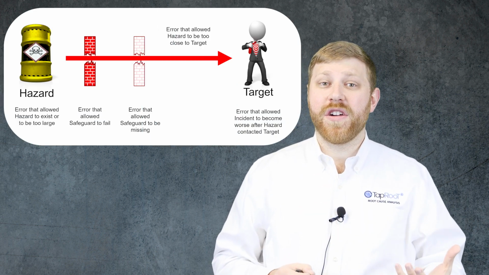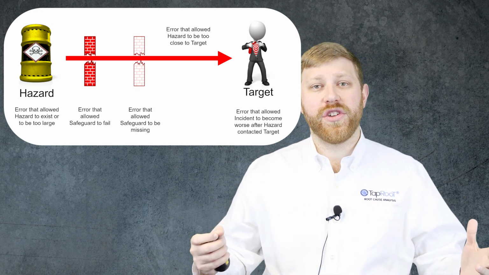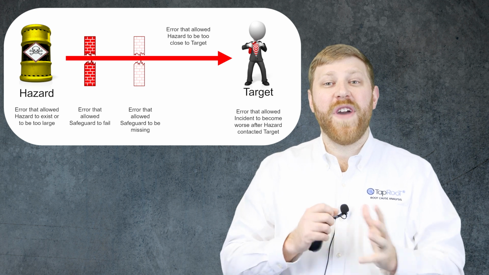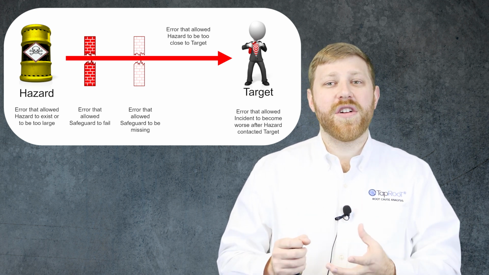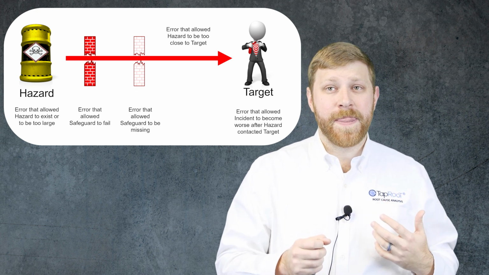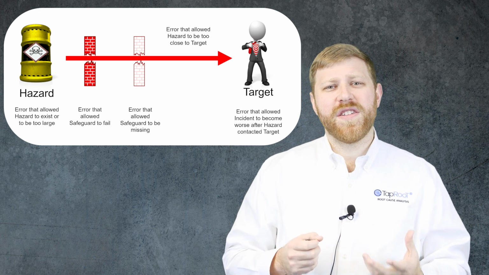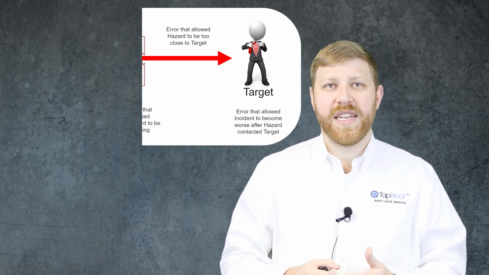The other thing we need to look at is how human error impacts these different elements, these different failed safeguards. We could have errors that allowed a hazard to exist or to be too large. You could also have errors that allow a safeguard to fail, meaning we violated that safeguard. You could also have errors that allowed safeguards to be missing, errors that allowed a hazard to be too close to a target, and errors allowing an incident to become worse after the hazard comes in contact.